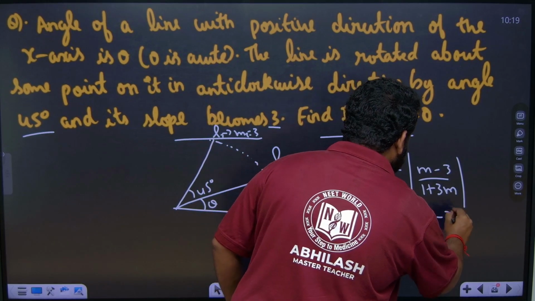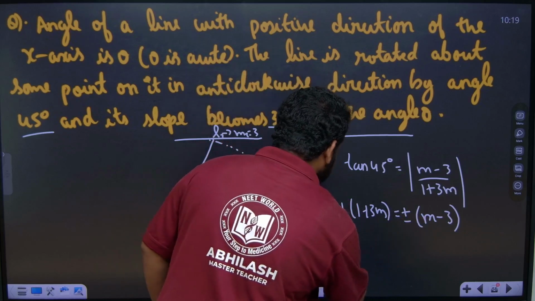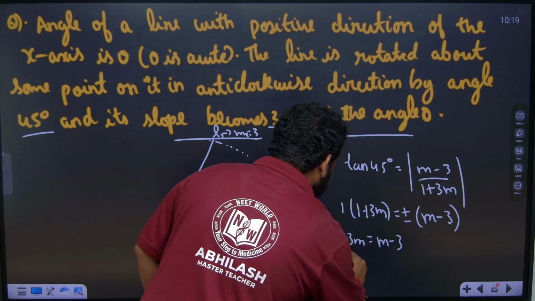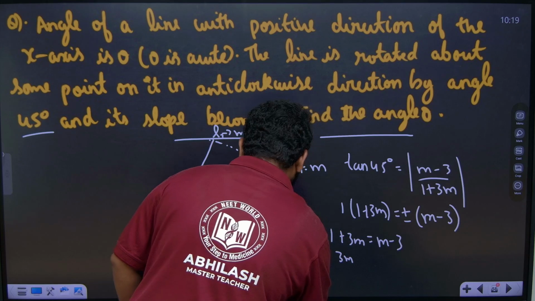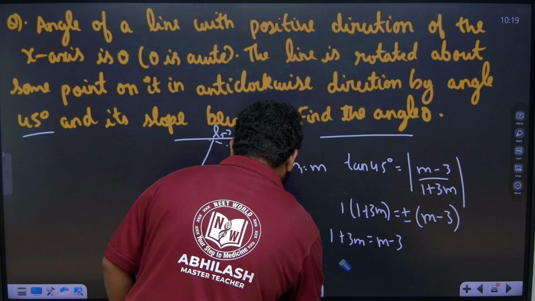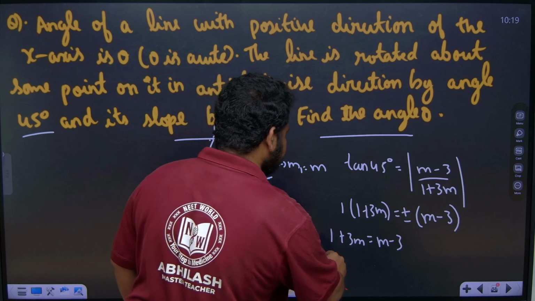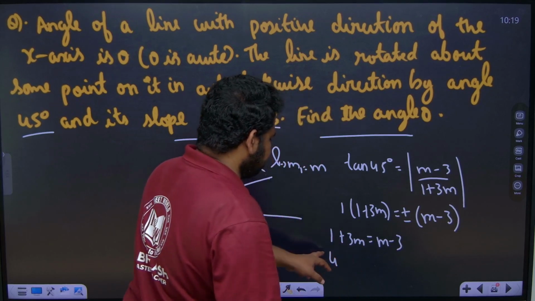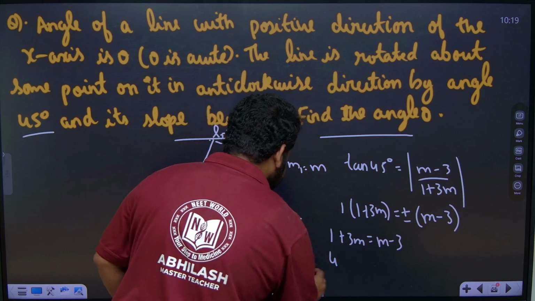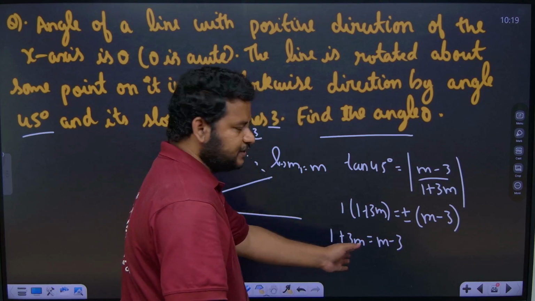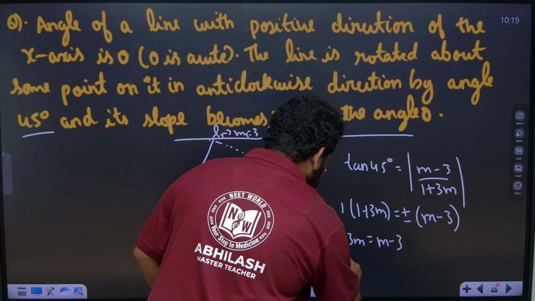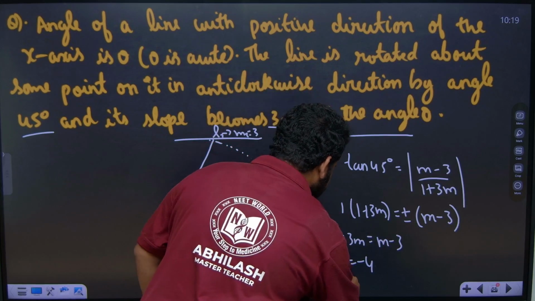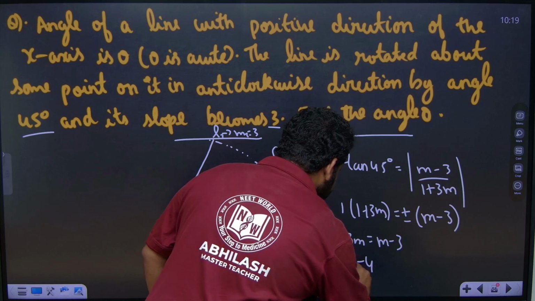What do I have inside? m minus 3. So first let me take plus, that is 1 plus 3m is equal to m minus 3. So 3m minus m will be 2m, and this will be equal to minus 4. 1 will go that side. So m will be equal to minus 2.